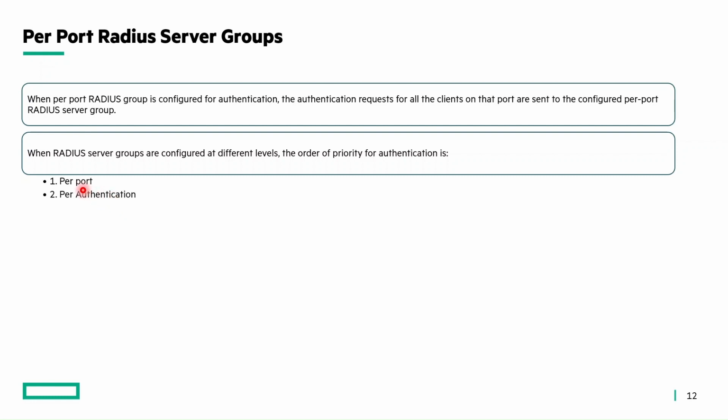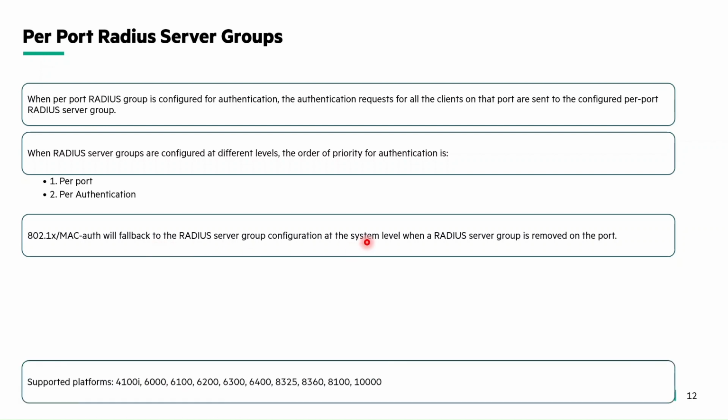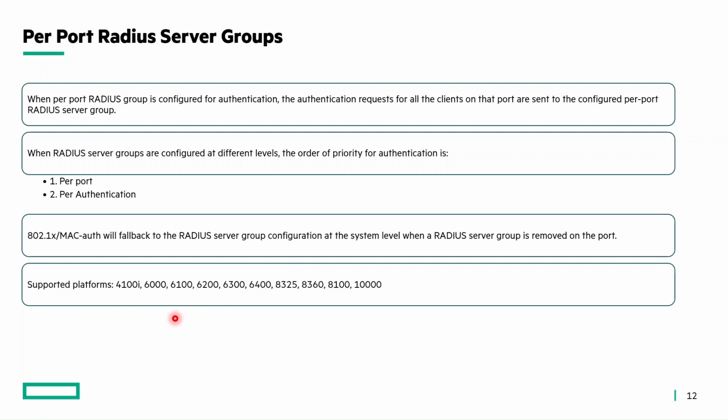What if the radius server group assignment is removed? If I go to the interface level and remove the per port radius server group, then obviously the request will go to the global radius server group assignment. This feature is supported in all the port access security enabled platforms. All these platforms currently have port access security enablement like .NX and Mac authentication, so all these platforms will have this feature.